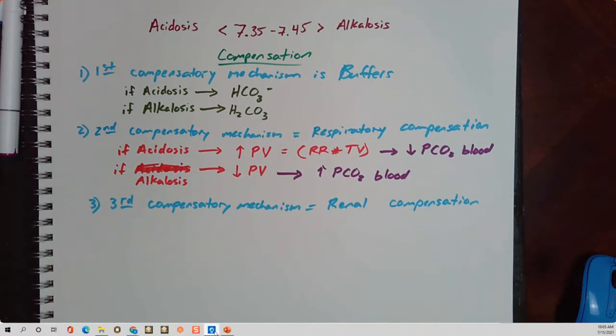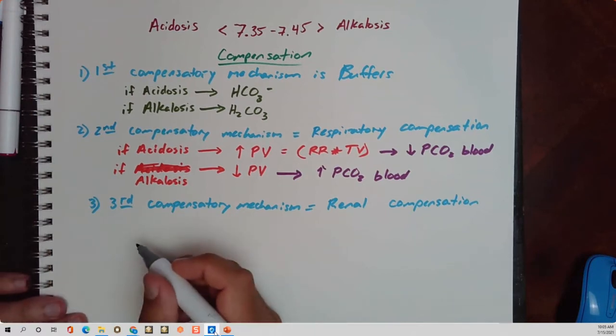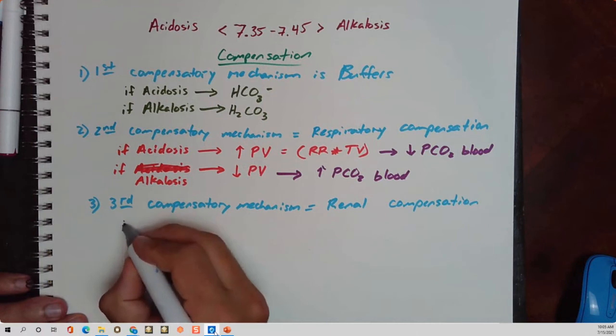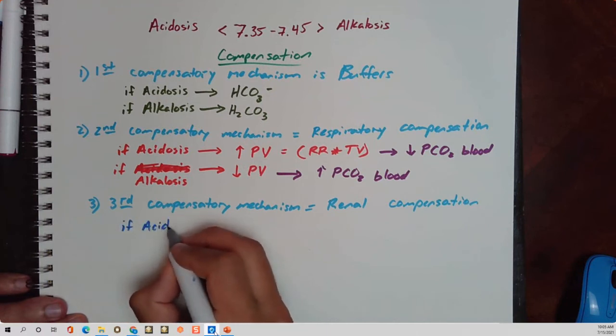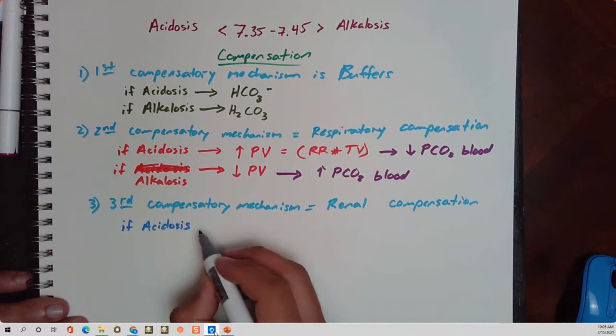How does renal compensation work? Well, renal compensation is all about those intercalated cells. So if we have acidosis, you guys should have the background on this already. Do we want to secrete more hydrogens or reabsorb more hydrogens if we have acidosis?